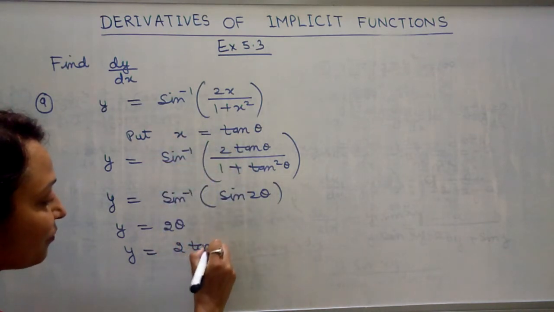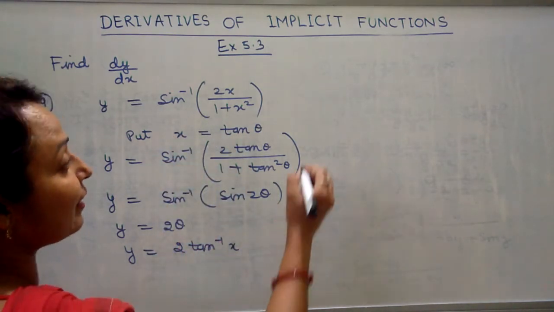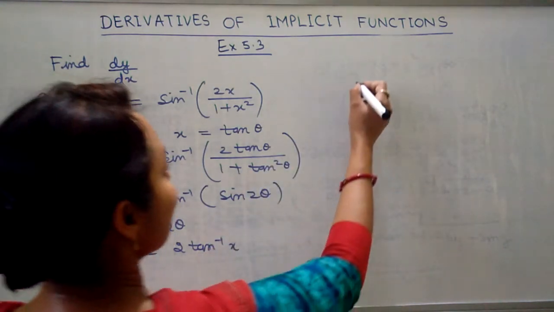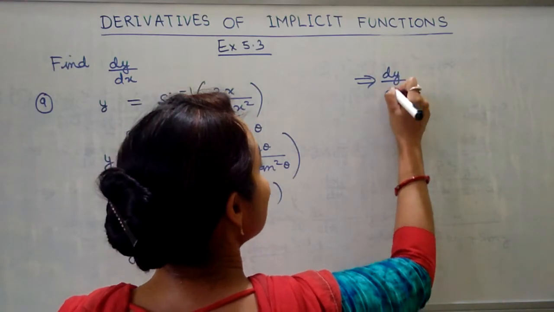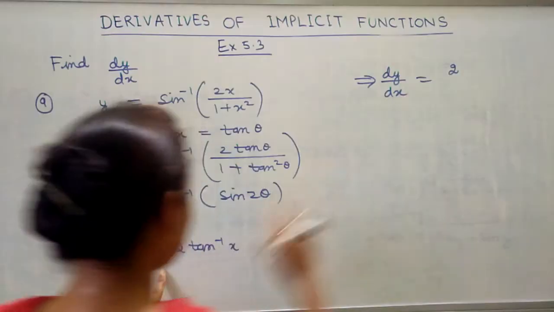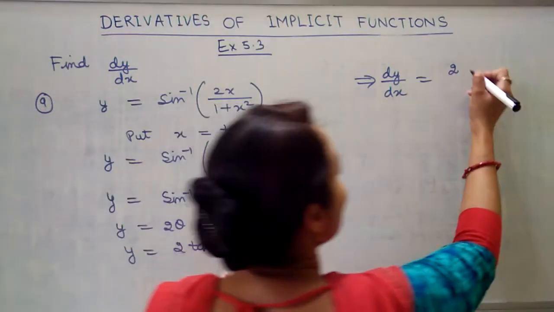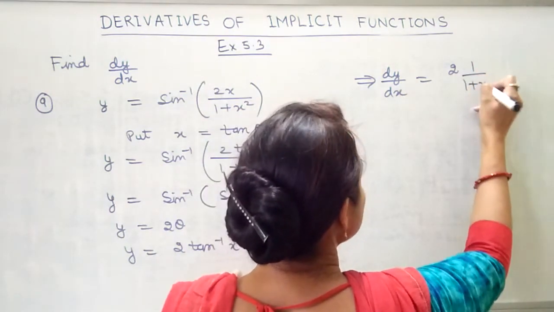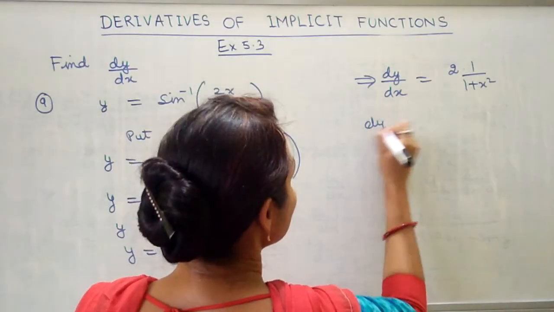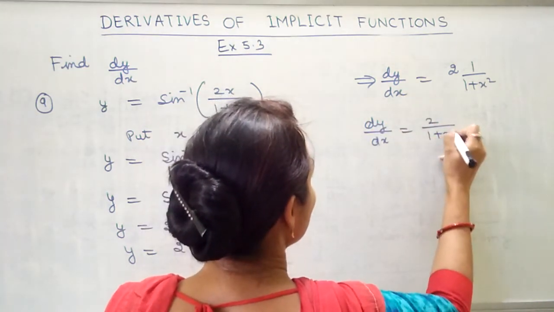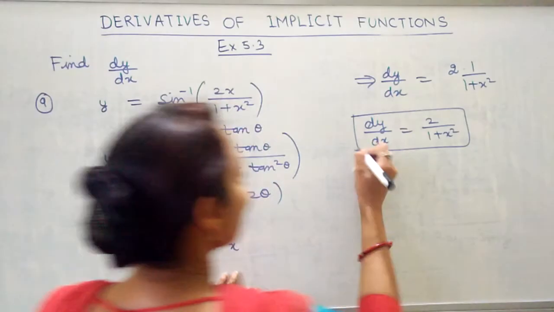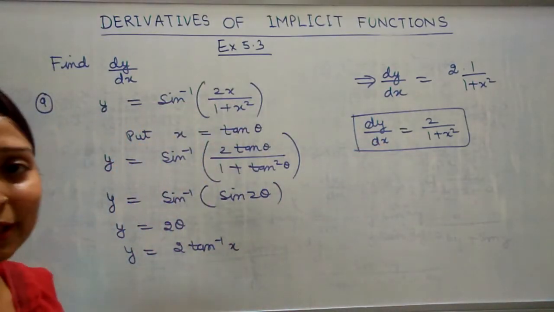So y is equals to 2 tan inverse x, and when you apply the derivative, dy upon dx is equals to 2, and the derivative of tan inverse x is equals to 1 upon 1 plus x square. That means dy upon dx is equals to 2 upon 1 plus x square. So this is the solution for the inverse trigonometric function.